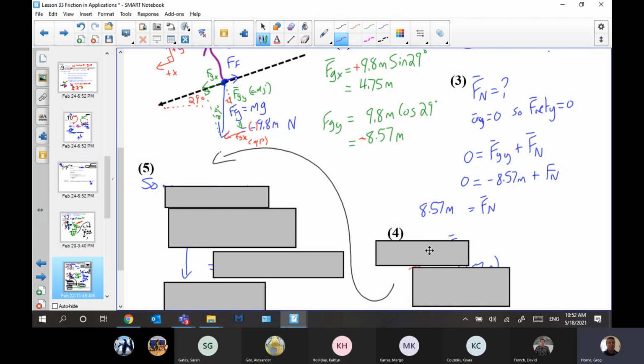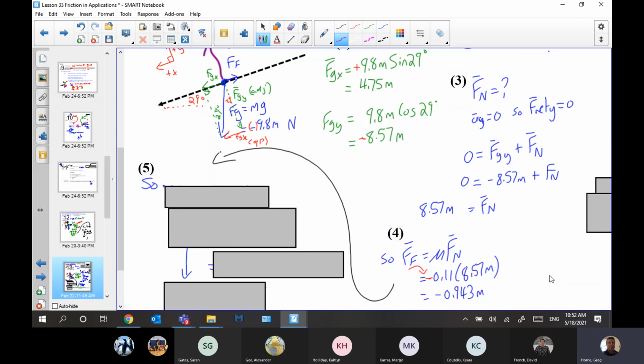So what can we do with that normal force? Of course, we can calculate that friction force, right? So friction force equals mu Fn, which gives us 0.11 times that 8.57 m. So now we got a negative 0.943 m. Again, usually this might be given as an absolute value, in which case this would be listed as a positive, but when we put it in, we know to put it in as a negative, right? So you have options for how you take care of the negatives, as long as you end up with the right value when you plug it in.